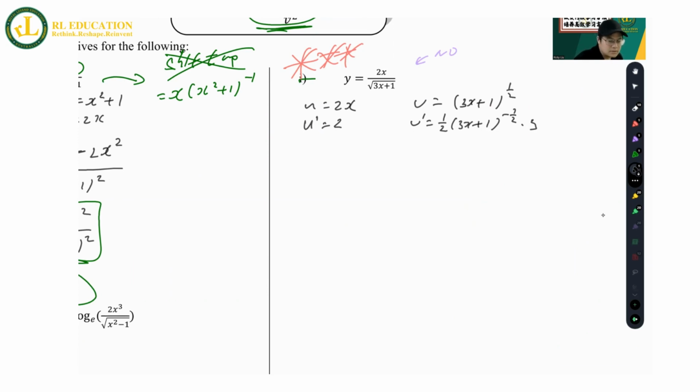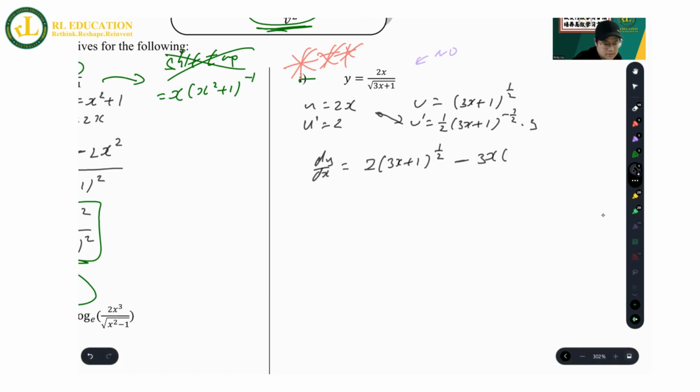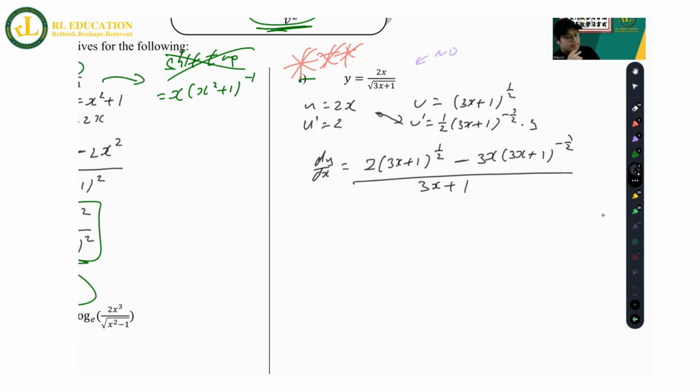Okay. So which means dy over dx. Make sure you times by 3. u dash v minus uv dash. You can visualize what's going on. 2 times half is 1, and then you got a 3. So which means 3x over v squared. So this is the step where you finish the quotient rule.